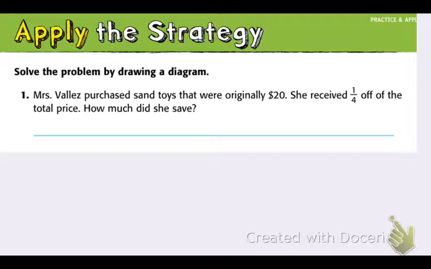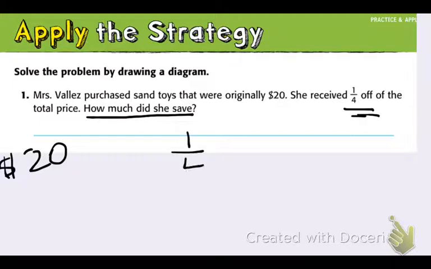Mrs. Valles purchased sand toys that were originally $20. She received 1/4 off of the total price. How much did she save? Well, I need to figure out how much she saved. What do I know? I know that she had $20. That was the cost of the toys, $20. And then I also know that she got 1/4 of that amount off. So I need to figure out 1/4 of $20.